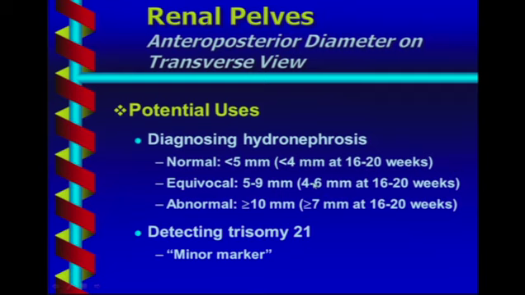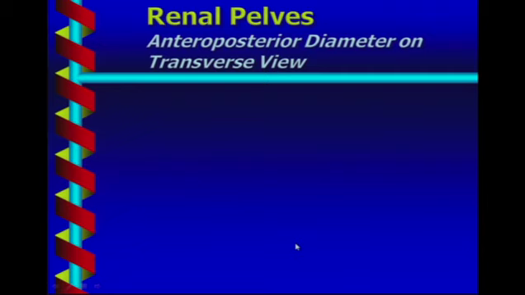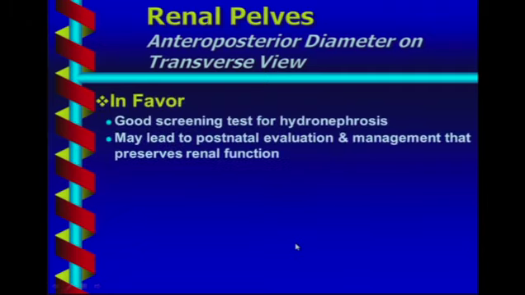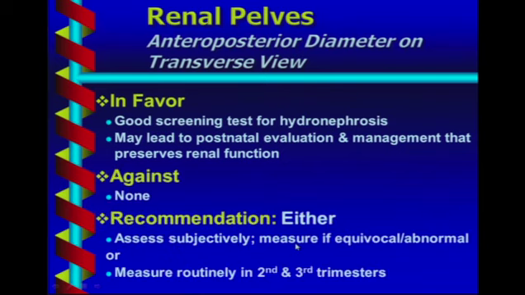Equivocal is 5 to 9 millimeters, slightly less at 16 to 20 weeks, and abnormal is at least 10 millimeters. We also use it to help detect trisomy 21 when you have mild bilateral hydronephrosis. It's considered a minor marker for Down syndrome. In favor, it's a good screening test for hydronephrosis, and may lead to postnatal evaluation and management that preserves renal function. Nothing against it. Same recommendation as for the lateral ventricles: assess subjectively and measure if equivocal, or just measure routinely.